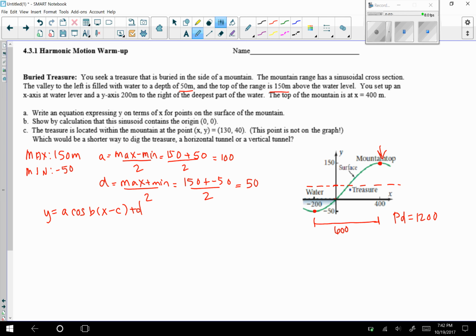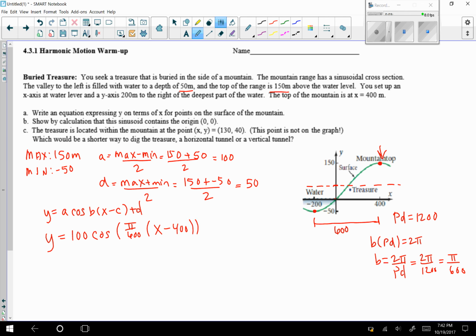Now that I know that, I can use my equation. We know that the b value, or the frequency, times the period is equal to 2 pi. So if I want my b value, it's going to be 2 pi divided by the period. In this case, 2 pi divided by 1200 is equal to pi over 600. So that is my b value in my equation. Now I can start writing my equation. I have y is equal to my amplitude, which is 100, times the cosine of my b value, which is pi over 600, times, and I need a phase shift, because we're moving to the right, 400. So x minus 400, plus my midline, which is 50. So this is one possible equation.